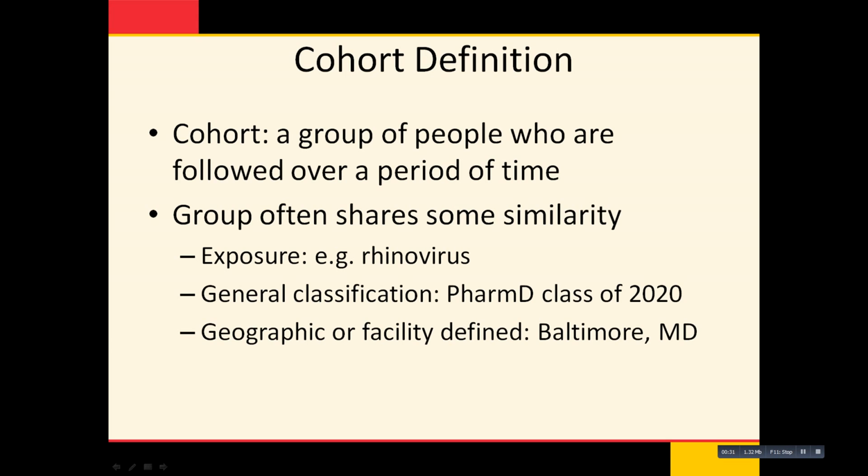A cohort is a group of people who were followed over a period of time. This group of people often share a common experience or a common characteristic. It could be folks born in a certain year, Generation Xers. It could be folks that have had rhinovirus, or the PharmD class of 2020, or geography, where folks live or reside. So again, there are different similarities for the groups, but the group shares a common characteristic or a common experience.